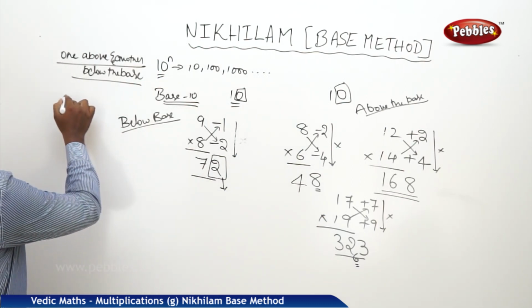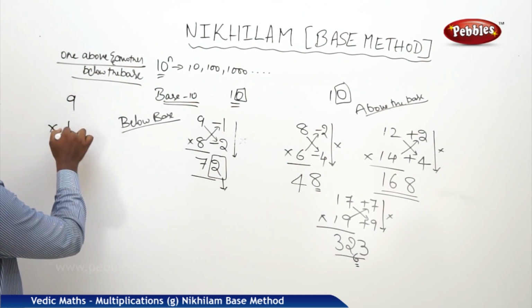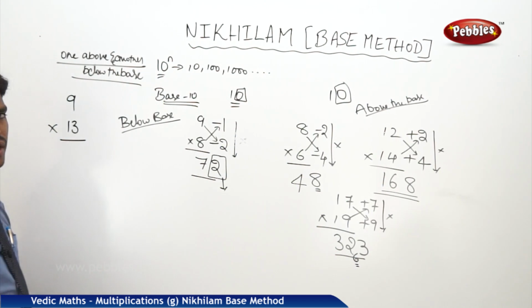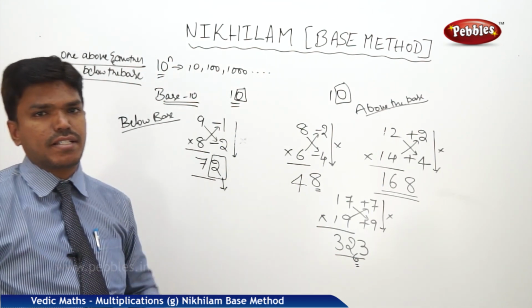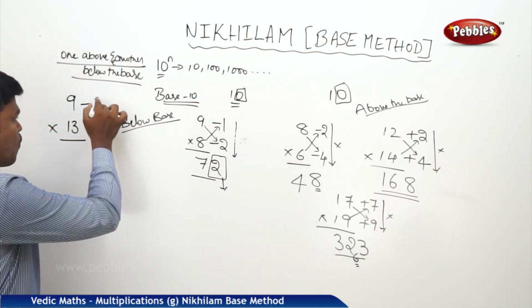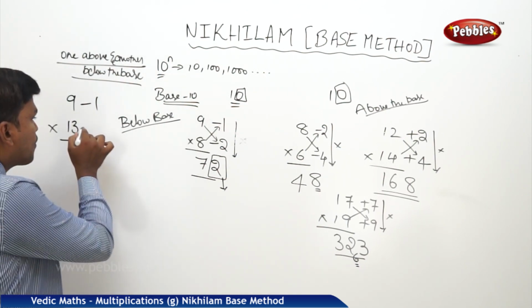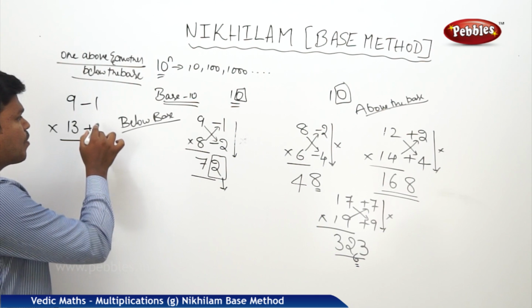Suppose you take 9 into 13. I want to multiply 9 into 13. So here 9 is less than the base. Since it is less than the base, I am putting minus. And how much less than the base? 1. Here 13 is more than the base, so I am putting the plus symbol. And how much more? 3.